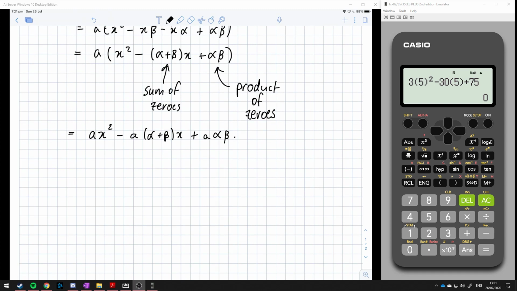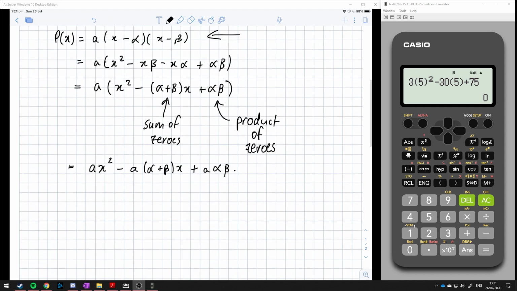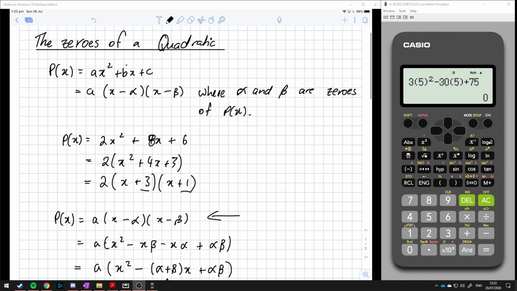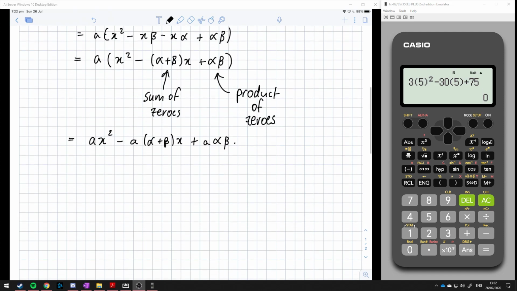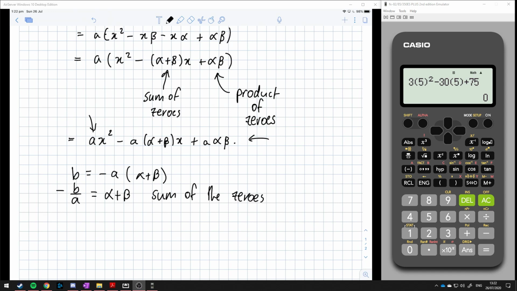So if we look back at our original equation, our term in front of the x is called b. So b, in this equation, is equal to minus a lots of alpha plus beta. Okay, so b is equal to minus a, the leading coefficient, lots of the sum of the roots. Or in other words, the sum of the roots is equal to minus b on a, which is the sum of the zeros. I keep saying roots, it's the sum of the zeros because it's only a polynomial.